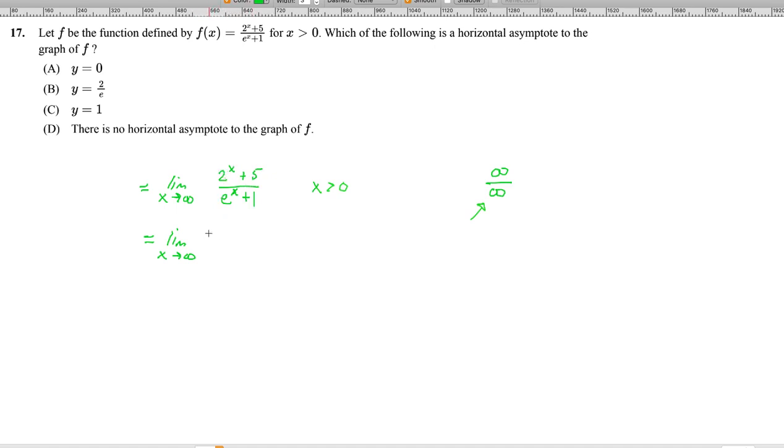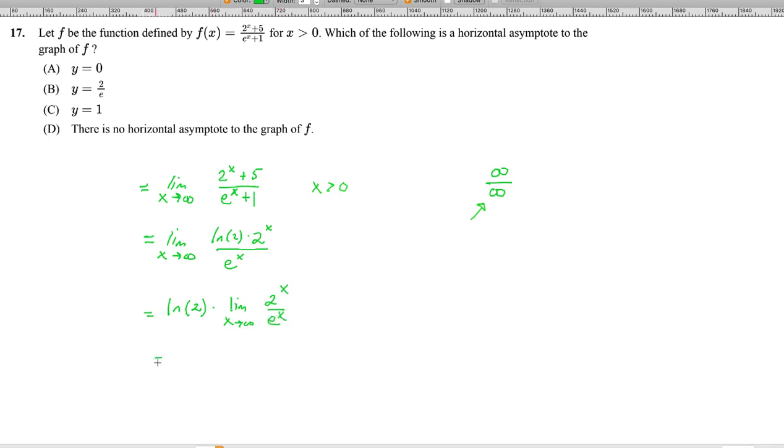Differentiate the top. You're going to get the derivative of 2^x is ln 2 times 2^x, plus the derivative of 5, which is just 0, over the derivative of e^x, which is just e^x, and then the derivative of 1 is just 0. So now I could pull out the constant, the ln 2, times the limit as x goes to infinity of 2^x over e^x.